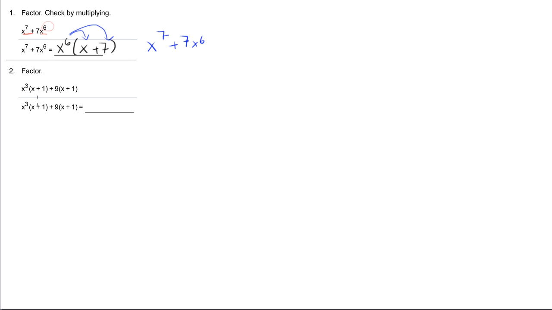Next, we have this problem right here. We're going to factor x cubed times the quantity x plus 1 plus 9 times the quantity x plus 1. Both of these have a factor of x plus 1. So that's going to get factored out. What will remain is the x cubed and that plus 9. x plus 1 times the quantity x cubed plus 9.